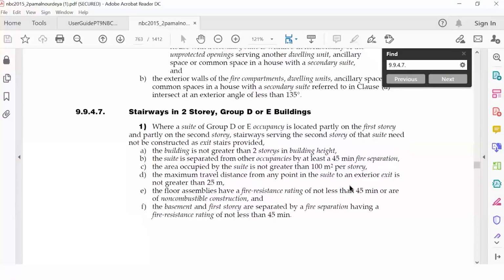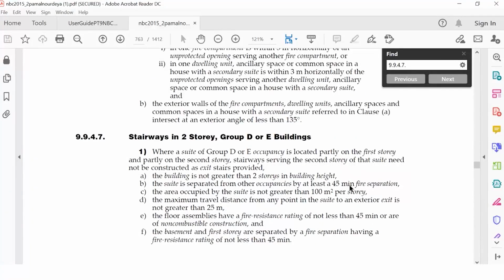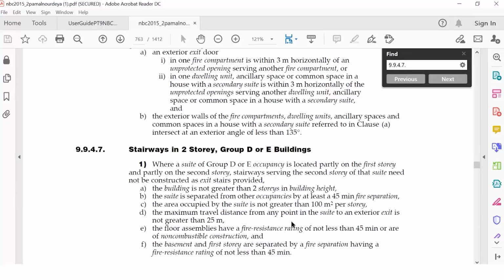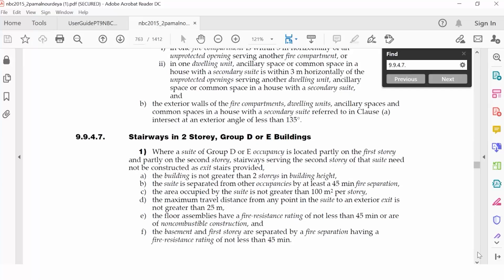No, it's not about the number of exit stairs. It's about the exit stair construction itself. It does not need to be constructed as an exit stair. I think the 100 square meter is within the table, right? So we take a look at the table for number of single exits permitted, and I think 100 square meters is less than 200 square meters.